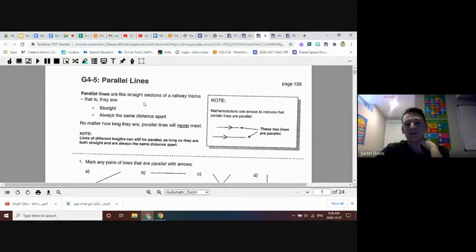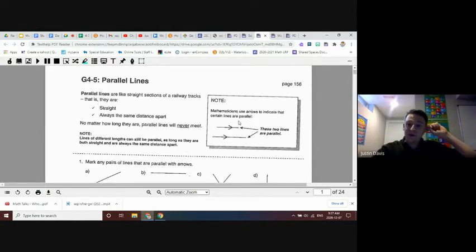And I'm just going to read through some of this work. It says, parallel lines are like straight sections of a railway track. That is, they are straight and they are always the same distance apart. So no matter how long they are, the lines will never meet. It says lines of different lengths can still be parallel as long as they are both straight and always the same distance apart. So you can have a shorter line and a longer line, and they could still be parallel as long as they would never meet.